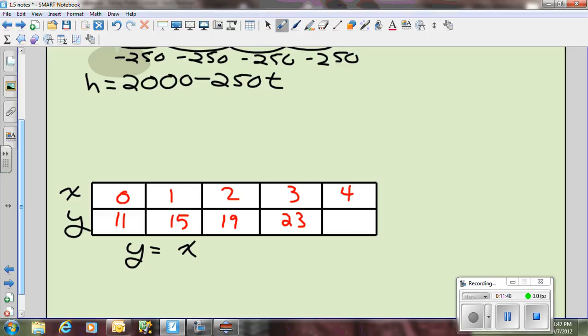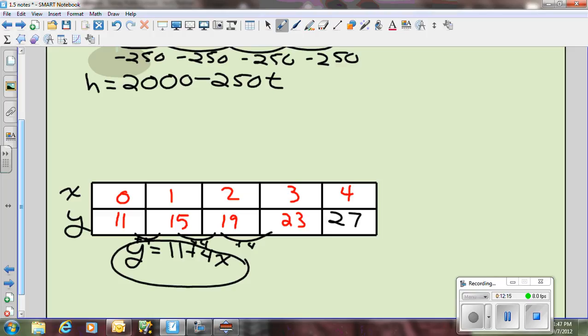Okay, before, when x is 0, what's y? 11. So that's going to be your first number. Now, what changes? Add 4 each time. So 11 plus 4x. Yeah. What's going to go in the blank over there? 27. Okay, so those aren't too hard.